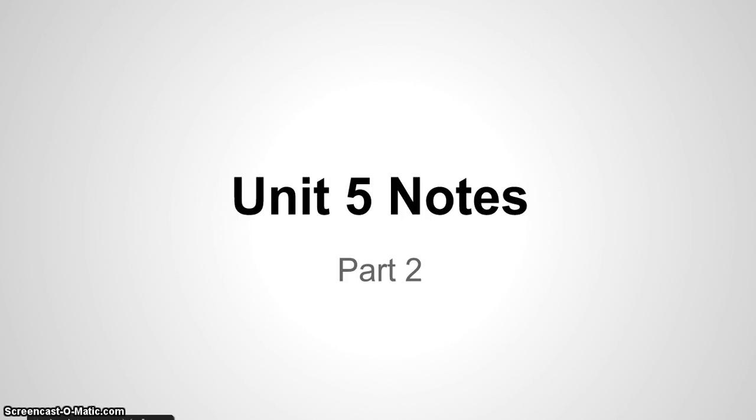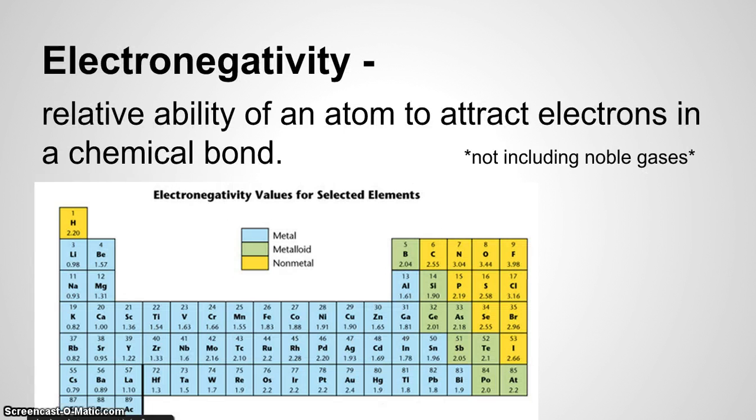Alright, so this last set of notes for Unit 5, we're going to finish up talking about molecules, specifically looking at how the shape of the molecule determines the polarity of the molecule, which in turn determines the properties of those particular molecules. So let's go back and review a little bit what we know about electronegativity.